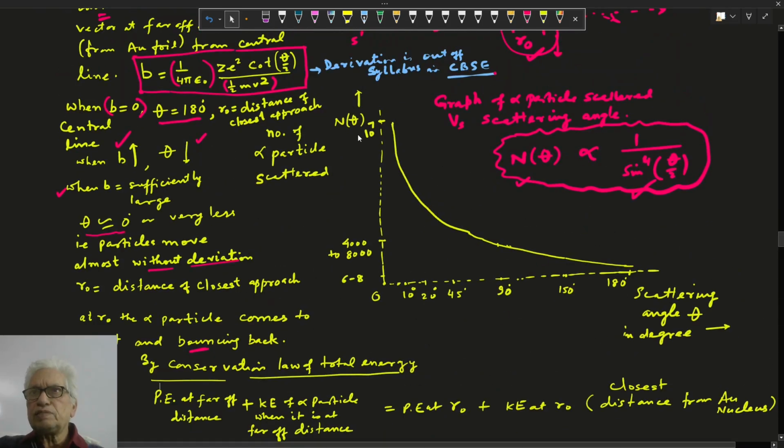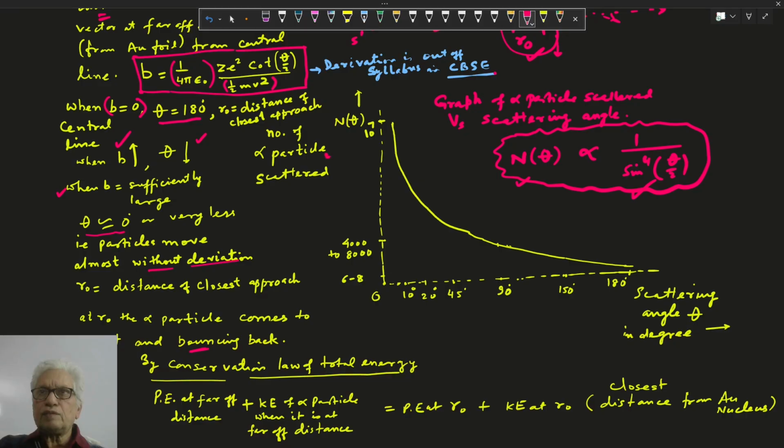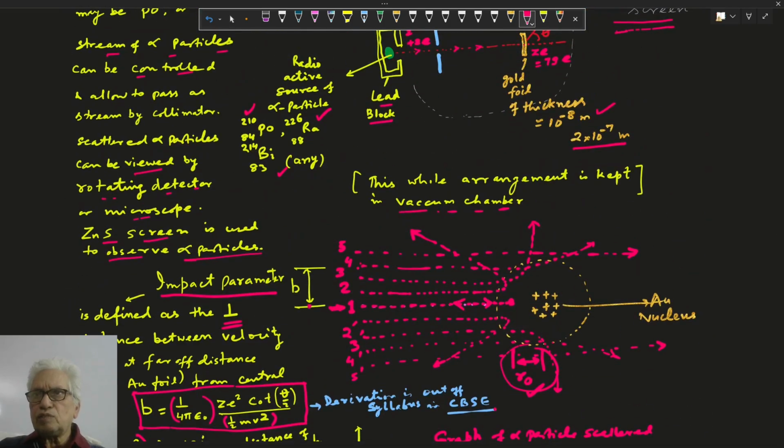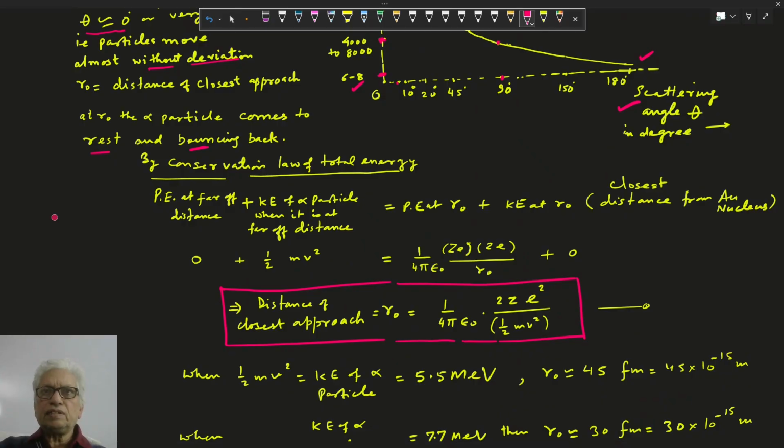This is the graph between the number of scattered alpha particles and the scattering angle theta. From this graph or observation, we can say roughly 1 crore, 10^7, alpha particles are moving almost without deviation, roughly 4,000 to 8,000 are reflected by approximately 90 degrees, and very few, 6 to 8 only, have a scattering angle of 180 degrees, meaning they come toward the central line and bounce back.